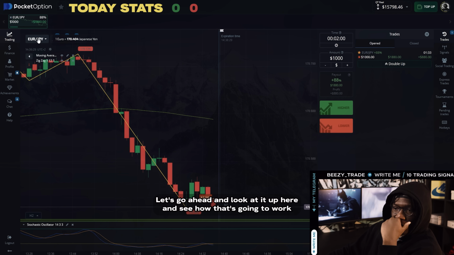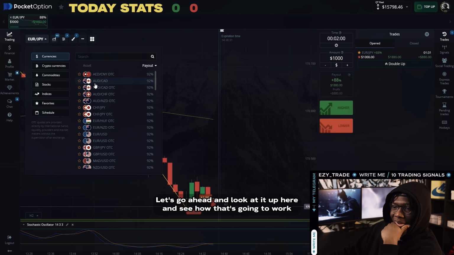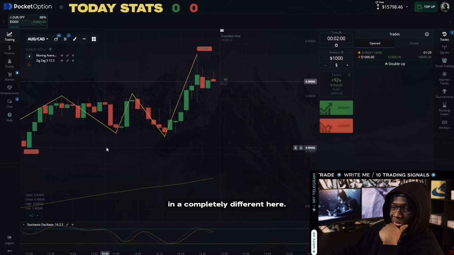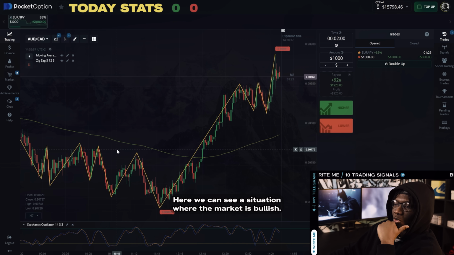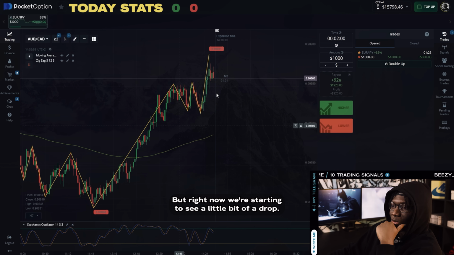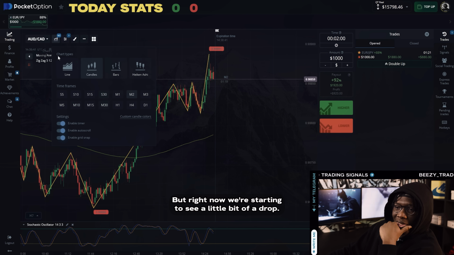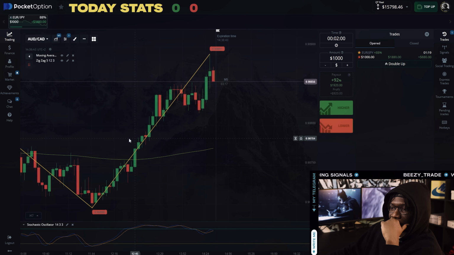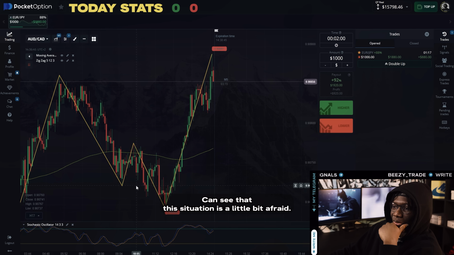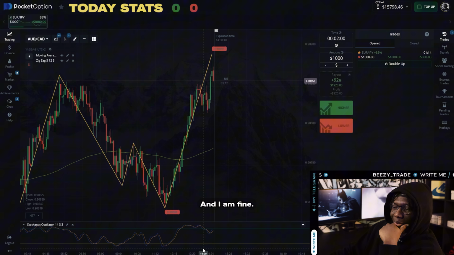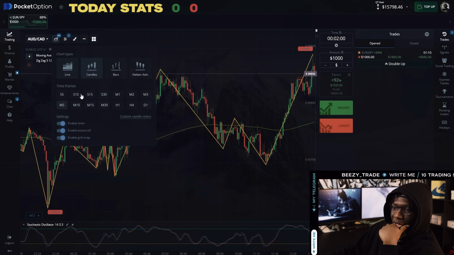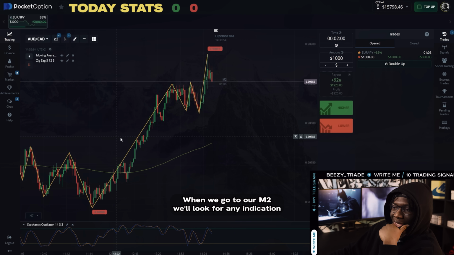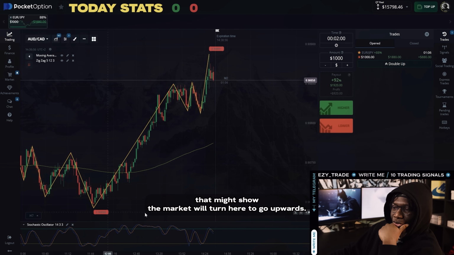So we're just gonna leave that market there, enter into a put, and then we could probably take some profit on that. Let's go ahead and look at another pair and see how that's gonna work in a completely different pair. So let's look at it again here. We can see a situation where the market is bullish, but right now we're starting to see a little bit of drop. Now let's check out M5. You can see that the situation is a little bit different. On M5, you can see that the market is pulling upwards. And when we go to M2, we're looking for any indication that might show that the market will turn here. It could easily go upwards.